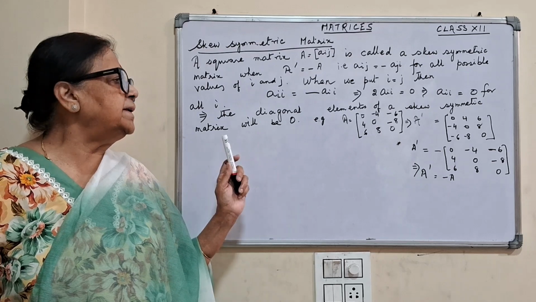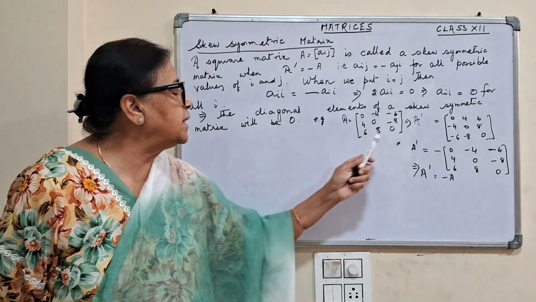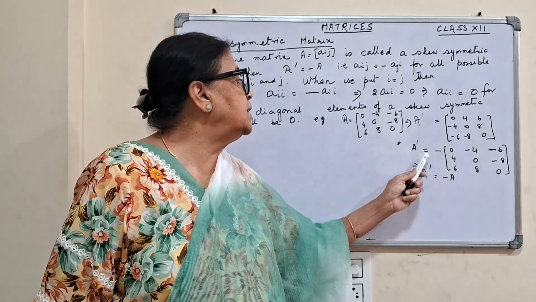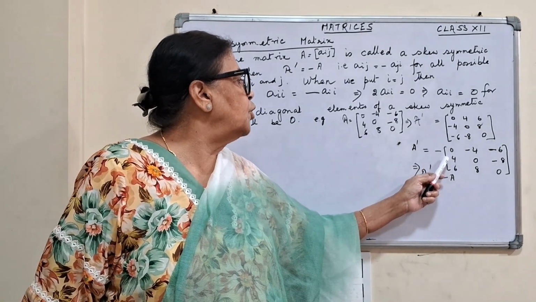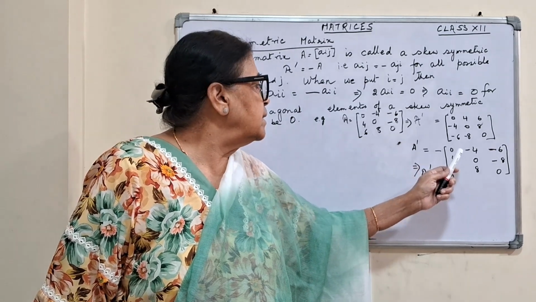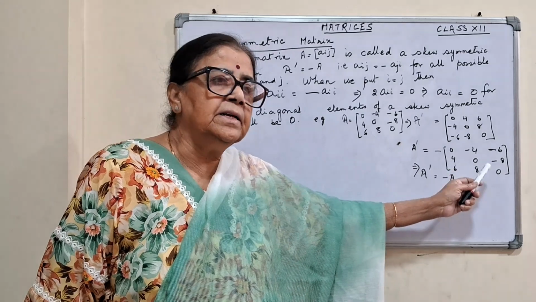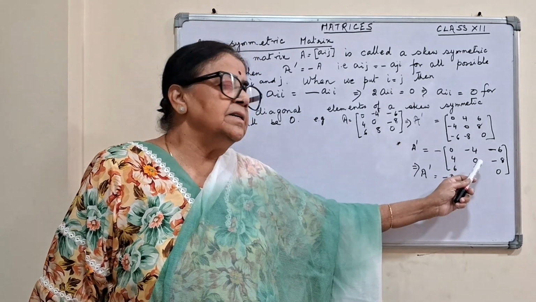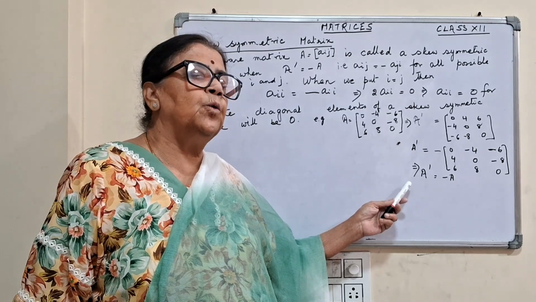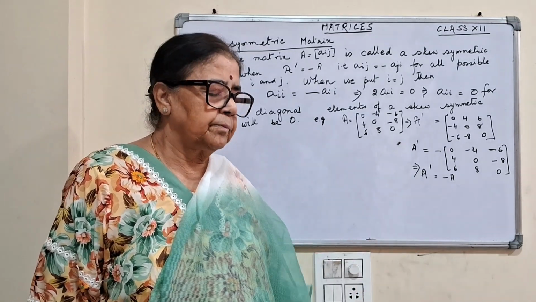Then I take the minus sign common from every element. Then I get A transpose is minus of the matrix 0, 4, 6, minus 4, 0, 8, minus 6, minus 8, 0. So therefore A transpose is equal to minus A.